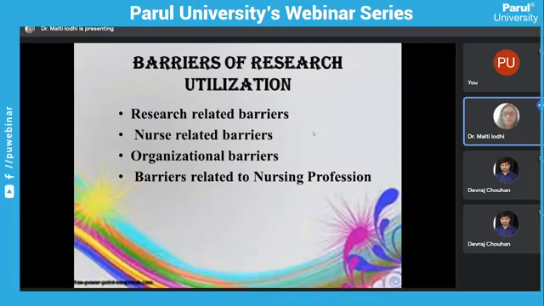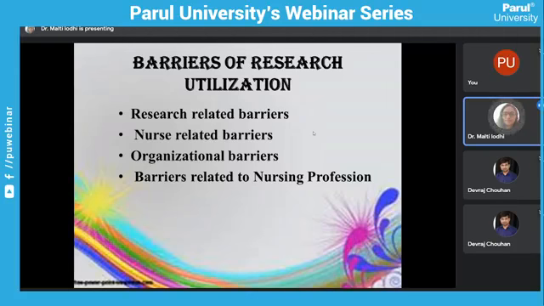Now we'll see the various research utilization barriers. There can be research-related barriers, nurse-related barriers, organizational barriers, or barriers related to the nursing profession. Research-related barriers: sometimes institutions or organizations do not give that much opportunity to researchers, so they cannot carry out their research projects. Though they are very much interested in doing research, because of lack of facilities or lack of time, they cannot complete or do the research. So that can be a barrier sometimes.